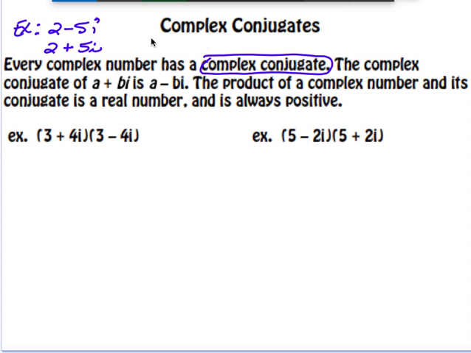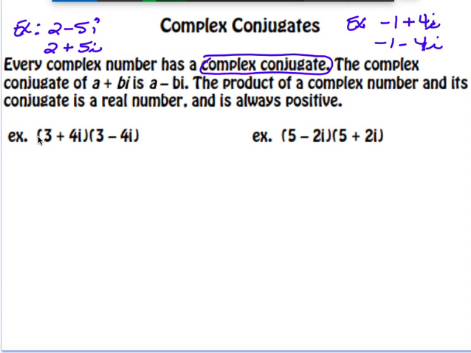That's all you do. Another example, maybe I had negative 1 plus 4i. The complex conjugate of that would simply be negative 1 minus 4i. So all you're doing is changing that middle sign. You're not changing the real number part, only the imaginary part.